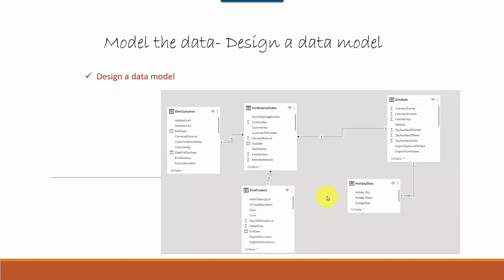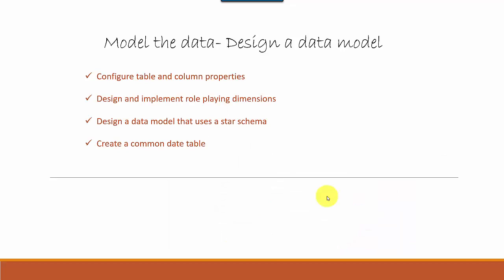So this is the data model. Power BI guidance is to normally have a dimensional model or a star schema. We'll talk about that. We'll talk about how to configure table and column properties, and design and implement role-playing dimensions. I've already told you, design a data model that uses a star schema, which is what Power BI recommends because it's a columnar database which works really well with a star schema. How to create a common date table and what are the benefits of using a date table.